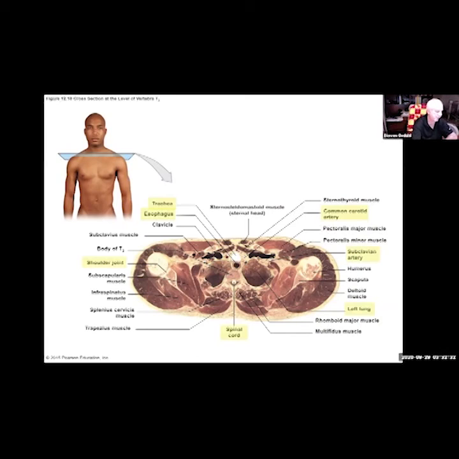Okay, so we got our trachea, which is the white area right there. We got the esophagus, which is always posterior to the trachea. You got the shoulder joint, because here's your humerus, and here's your clavicle. Okay, the scapula comes in back behind here. The common carotid artery.